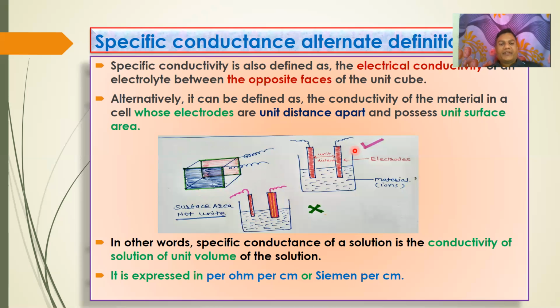So in this way, alternatively, this can be defined as the conductivity of the material in a cell whose electrodes are unit distance apart and possess unit surface area. In other words, the specific conductance of a solution is the conductivity of a unit volume of the solution, that is 1 cm cube. Now the unit for specific conductance is per ohm per centimeter, or in the SI system it is written as Siemens per centimeter. So we will go to the next slide.